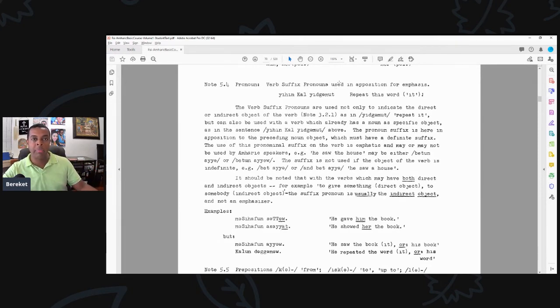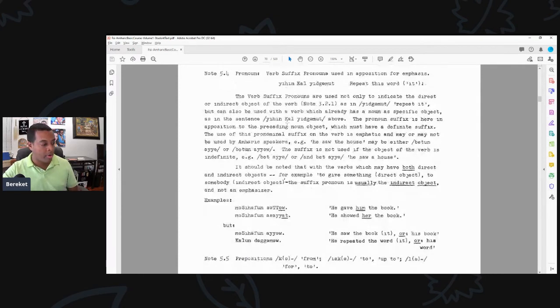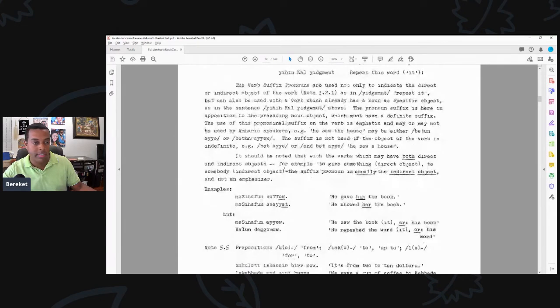So it's being used in what's called an apposition, for emphasis. It's used where you also have a noun that's mentioned as a specific object, and yet they're still adding the verb suffix pronoun there. So just know that it's optional and it's used for emphasis.